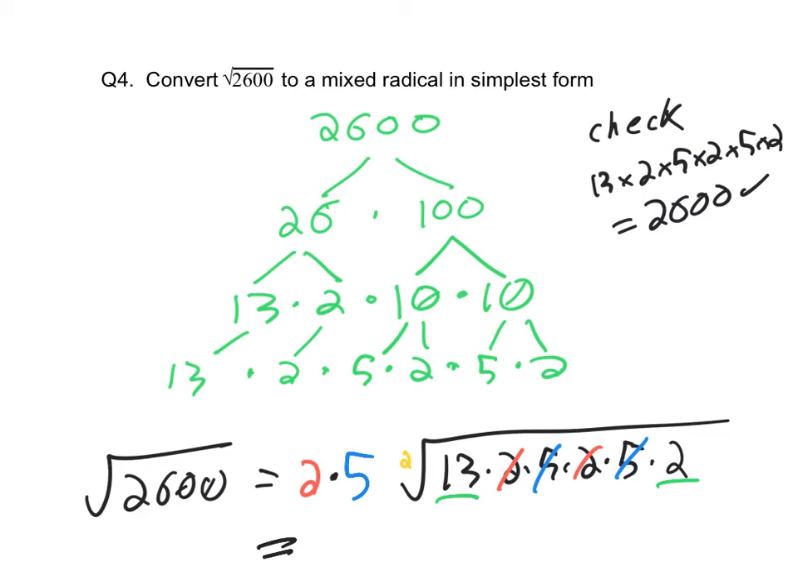So when we get to our answer here, we're going to group together these terms that were factored out. 2 times 5 gives us 10 times the square root of, and we're going to multiply those two values that are still under the radical sign. So 13 times 2 is 26. So this would be equal to 10 times the root of 26.